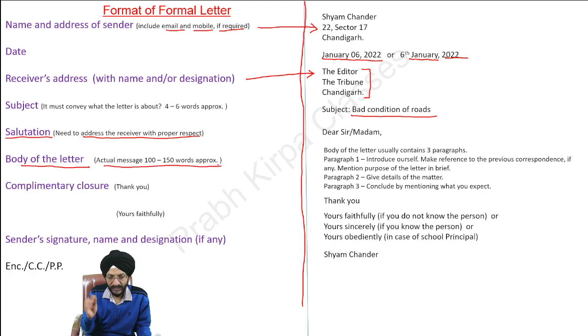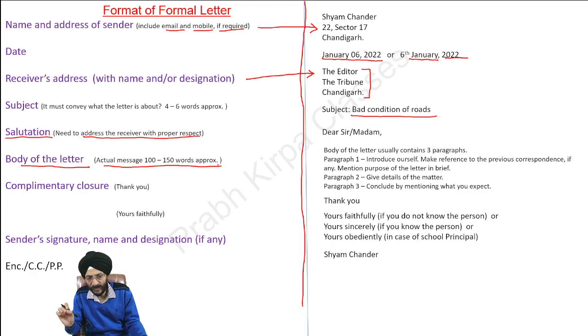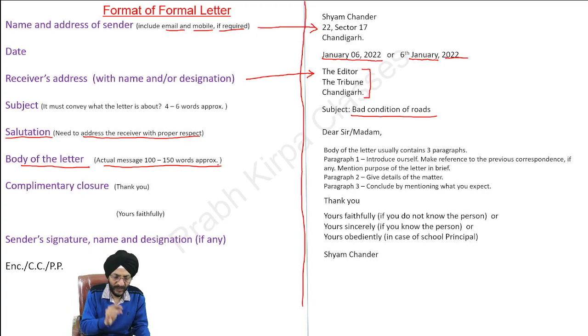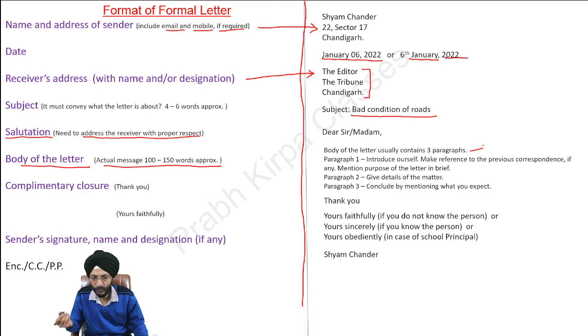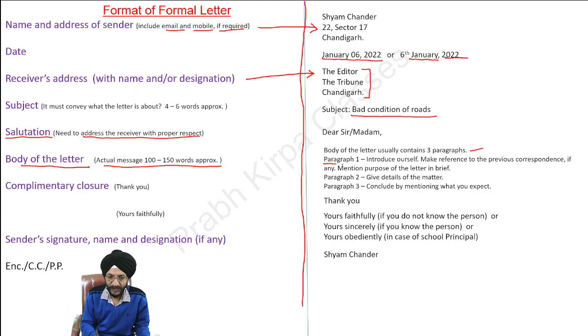The contents of the letter should range from 100 words to 150 words approximately. If you write the letter of about 400 to 500 words, it will become an article or an essay. So please try to restrict the body of the letter to 100 to 150 words approximately. Body of the letter usually contains 3 paragraphs depending on the situation. In case of first paragraph, we have to introduce ourselves.